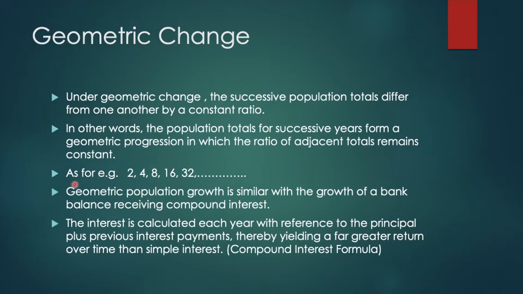So geometric population growth is similar to the growth of a bank balance receiving compound interest. The interest is calculated each year with reference to principal plus previous interest payments, thereby yielding a far greater return over time than simple interest. So here we basically use the compound interest formula to assess the past population trend and also to predict the future population.